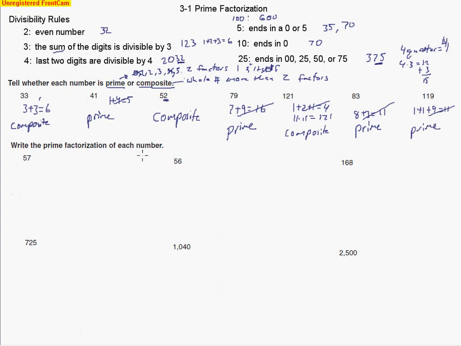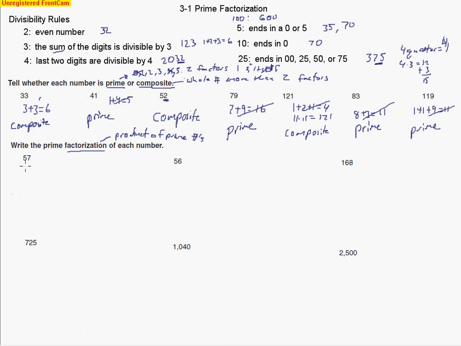So let's take a look at our next set of directions. It asks us to write the prime factorization. Prime factorization is when we write each number as a product of prime numbers. And so what that means is we need to come up with what the prime numbers are that multiply to make 57. So we have to use those divisibility rules.